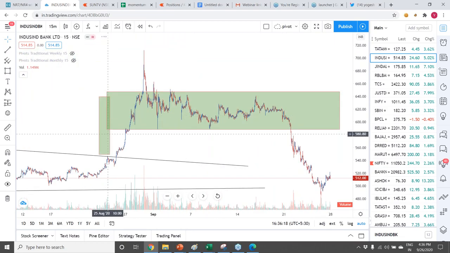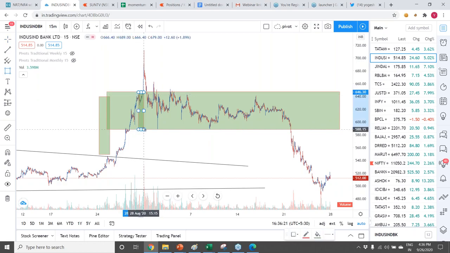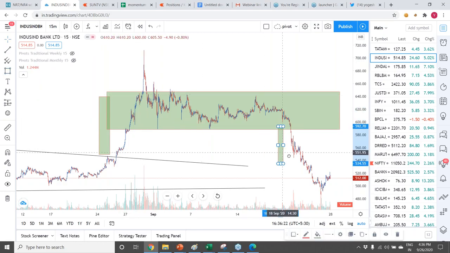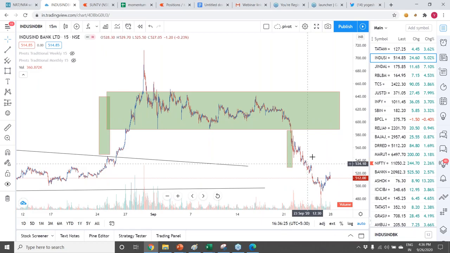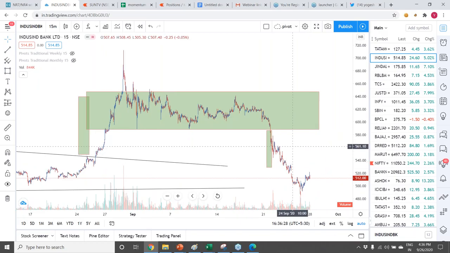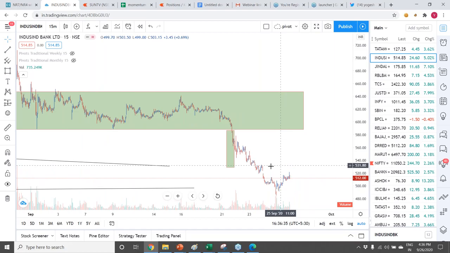So here also our process would be the same. So this target was achieved here. So this is where the measured move comes in. Why measured move? We measure our target and then we take entry and we hold the trade. So that's the reason for knowing the target.